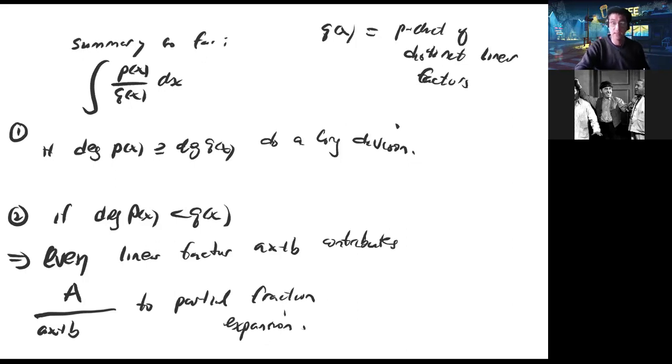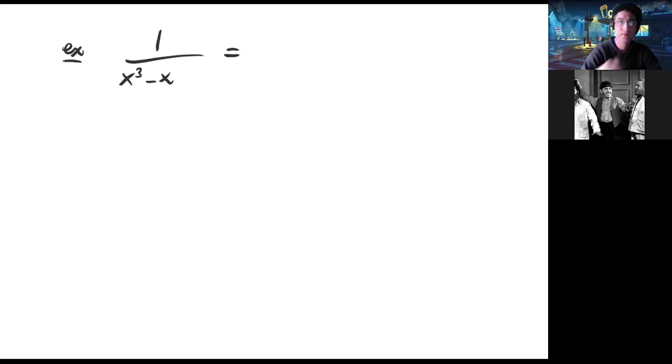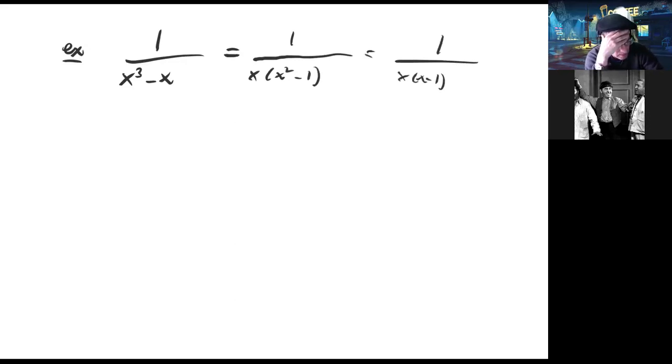So let me do an example. I'm going to do a simple example, 1 over x cubed minus x. Now this is not written as a product of linear factors, so I will then have to factor it. Now that's the hard part sometimes. You have to know how to factor something. If it's a cubic or higher, you might not be able to do that so easily. But in any case, this one's easy enough. It's x times x squared minus 1, which is 1 over x times x minus 1 times x plus 1.